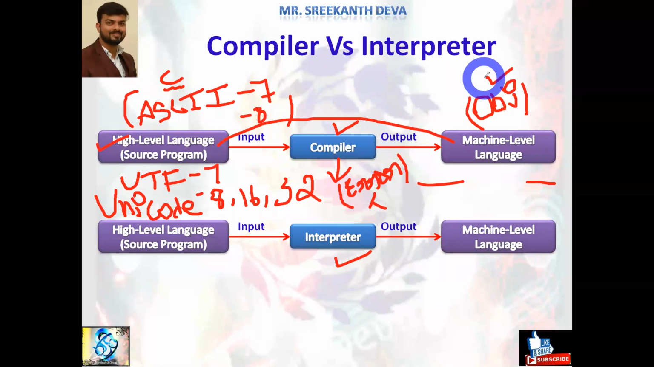This object code, generally in C and C++, is what? Machine dependent code. This was already explained in the previous video session, right? Machine dependent means particular operating system architecture dependent. That code cannot run on a different operating system.